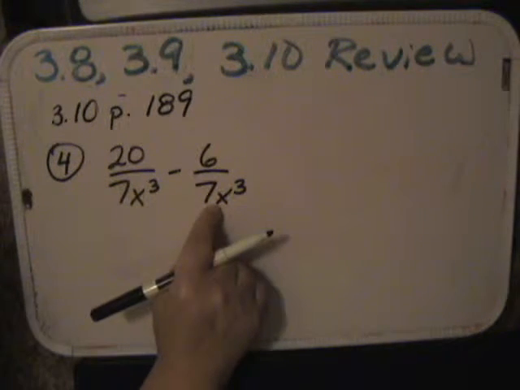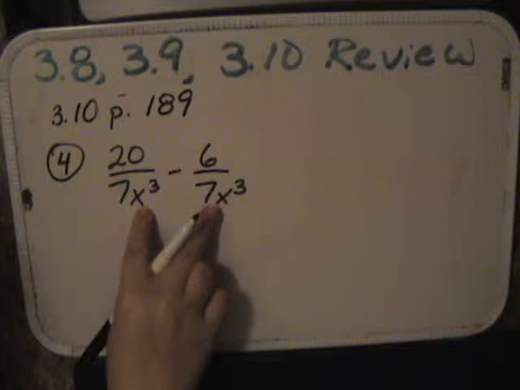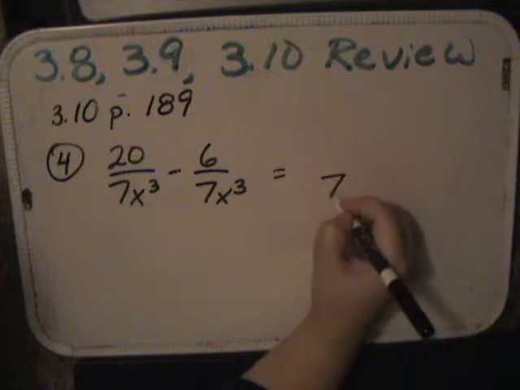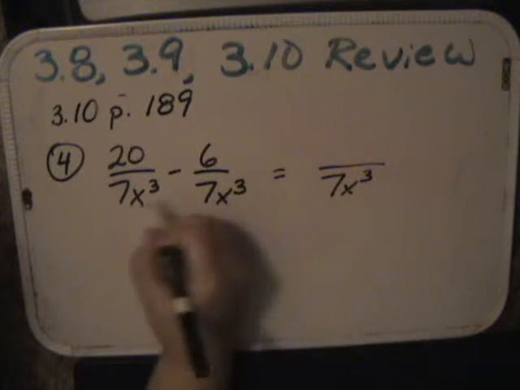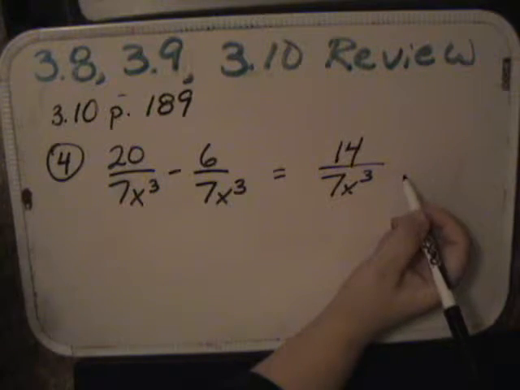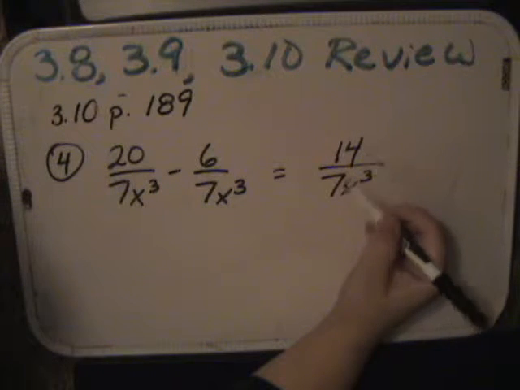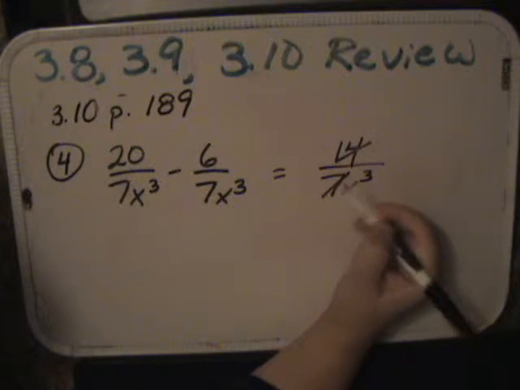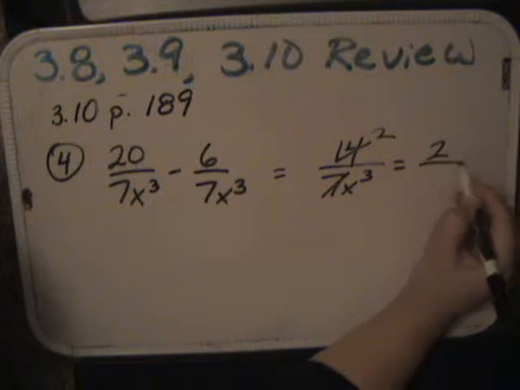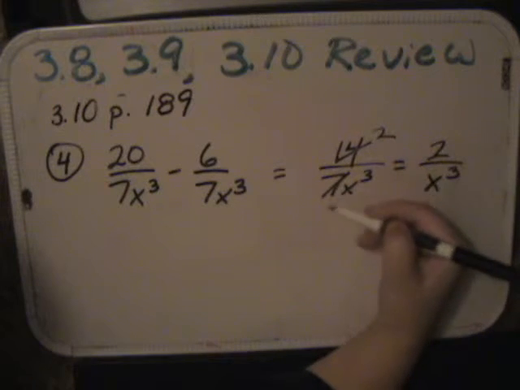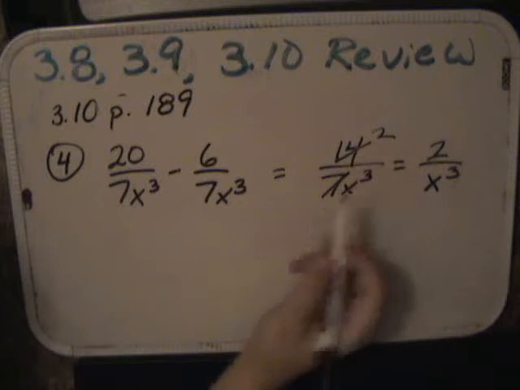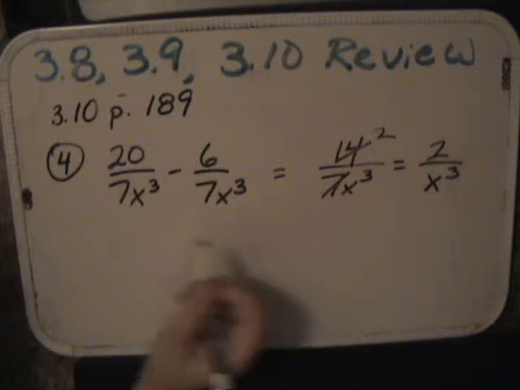We're subtracting, we're not multiplying, so the denominator needs to be the same, and the numerator we subtract. That becomes 7x cubed, because those stay the same. 20 minus 6 is 14. Now we're not finished because we can actually reduce here. 14 into 7 goes 2 times. So this should actually be 2 over x cubed. Make sure you check to see if there's anything that can be canceled once you do subtract.